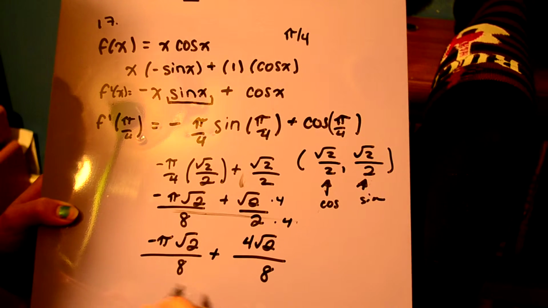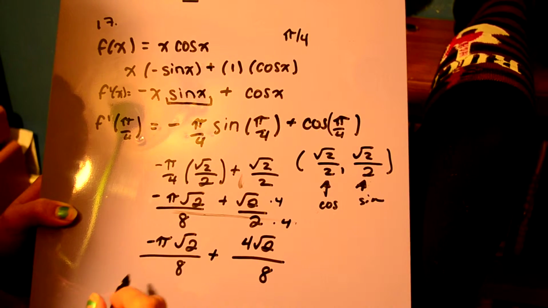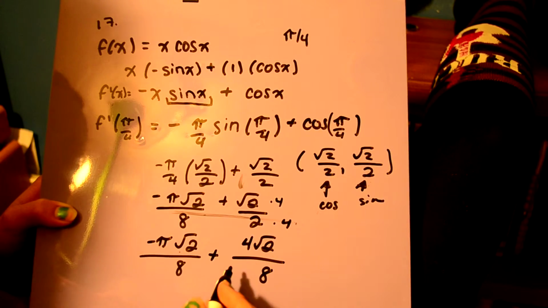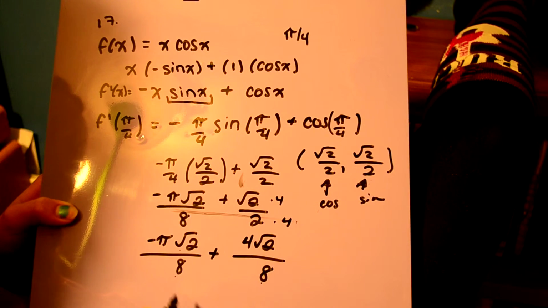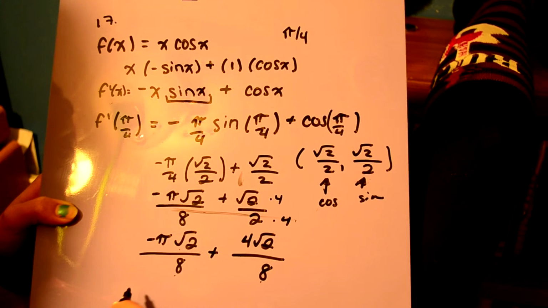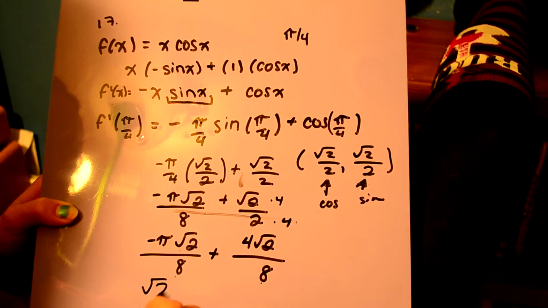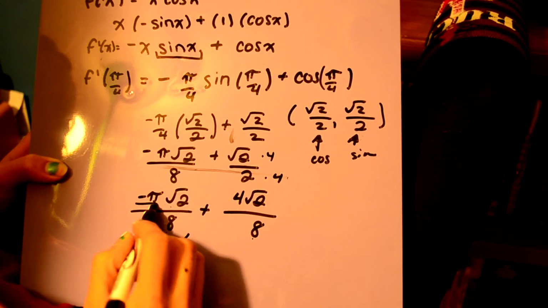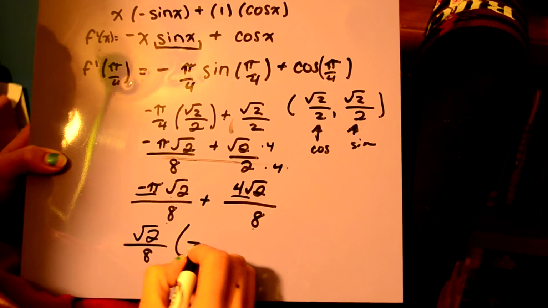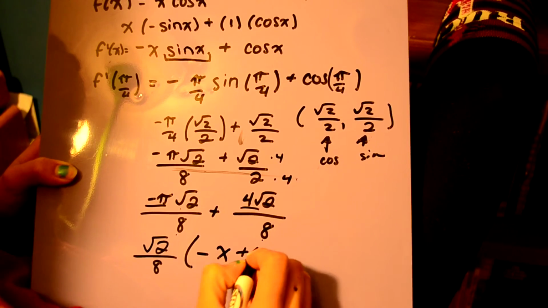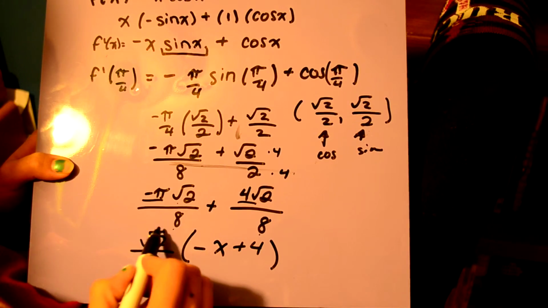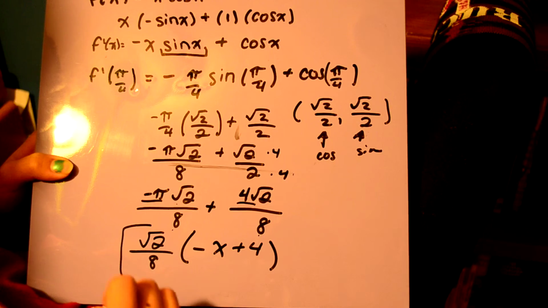And now, you see that you have some common factors, right? You have a square root of 2 here, square root of 2 here, and you also have an 8 here and an 8 here. So, you can easily pull that out. You can pull out square root of 2 over 8, and what will be left? Negative pi and 4. So you'd have negative pi and your 4. And that right there is your answer, your final answer for that second part.